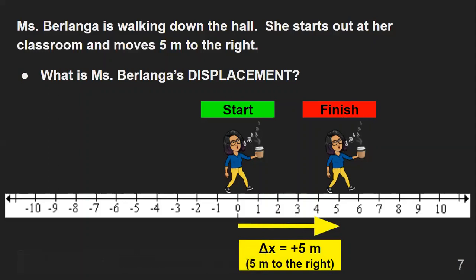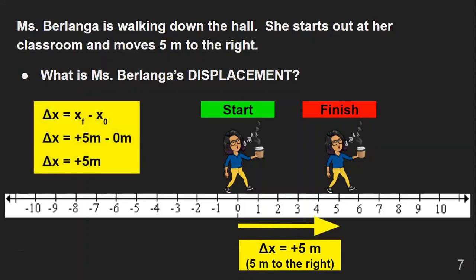There is another way to figure this out. We can figure this out by drawing an arrow or tracing movement along a number line. But we can also use the equation that you all are already familiar with. So delta x, or displacement, is equal to the final position minus the initial position. So we take that plus 5 meters, our final position, we subtract 0 meters from that, and see what I meant earlier? This makes the math easier. So our final displacement was 5 meters in the positive direction, or positive 5 meters.